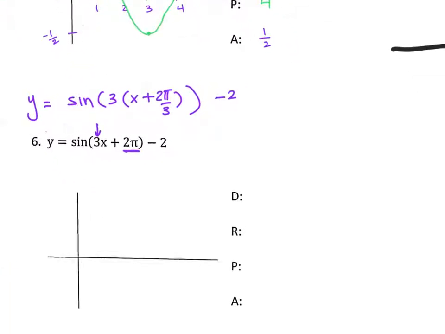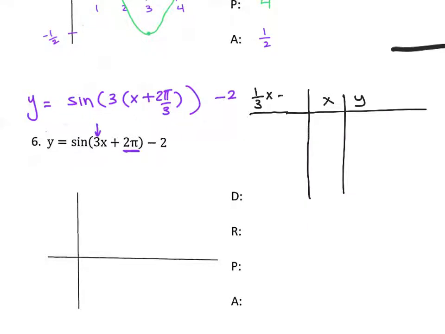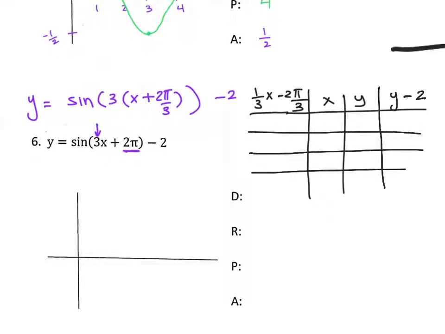So remember, when I'm creating my table, I need to multiply x by the b value, and then remember to subtract the h. So it's going to be 1/3 x minus 2 pi over 3. So remember, you do the reciprocal of the b and the opposite of the number over here. Now the y, there's no a value, so the only change is going to be subtracting 2. So go ahead, start with the parent table, create the new points, figure out what they are, and sketch it, figure out what the domain, range, period, and amplitude are. Pause the video and complete this on your own.